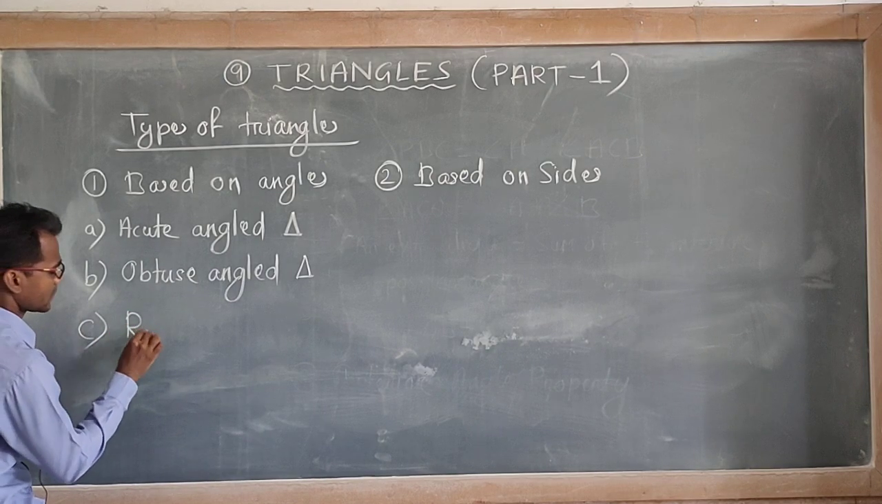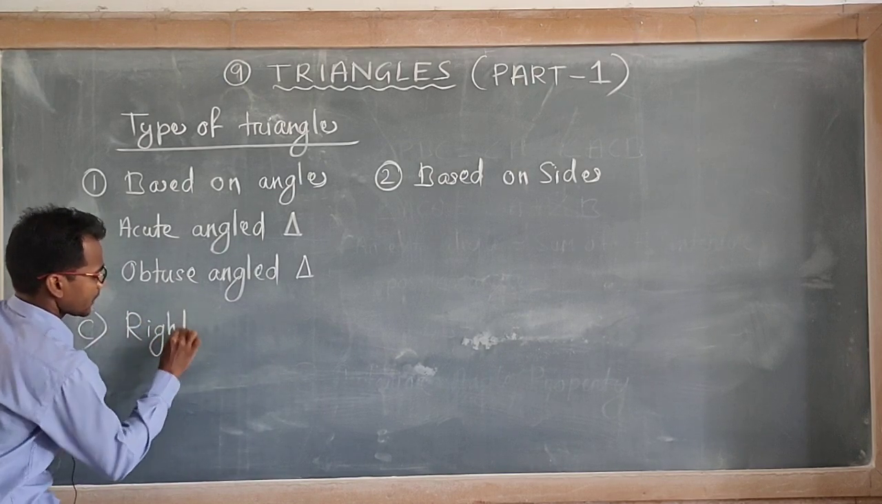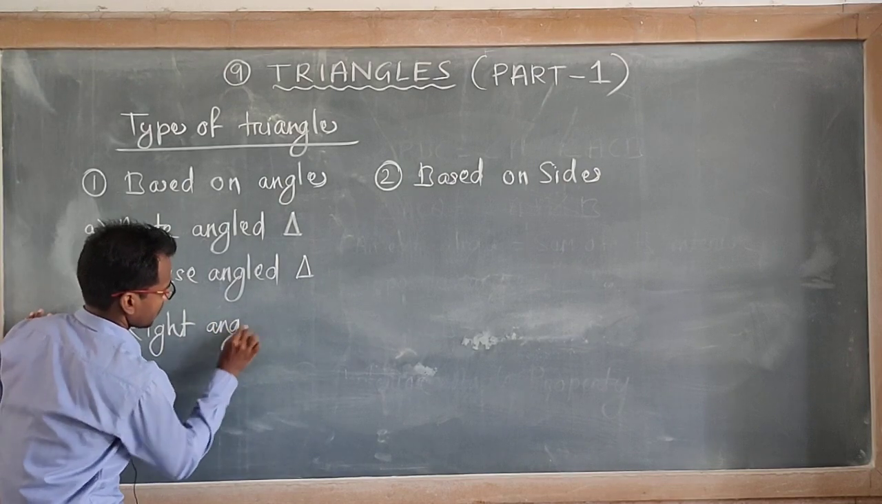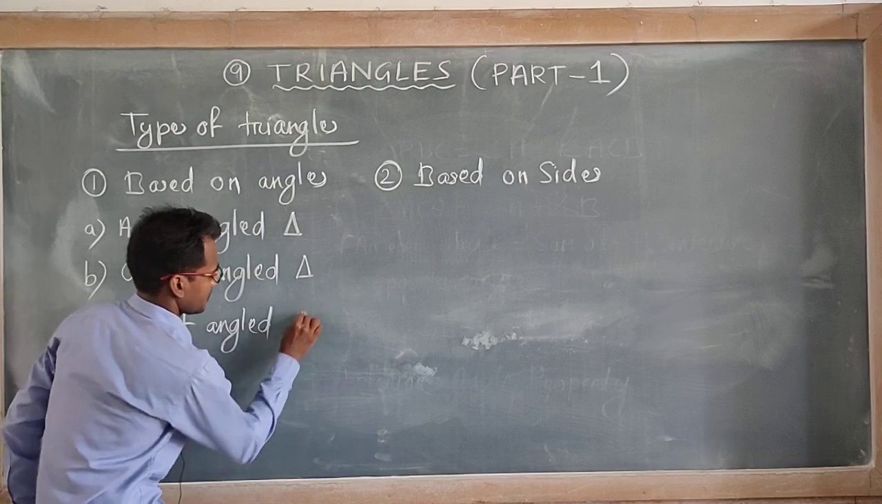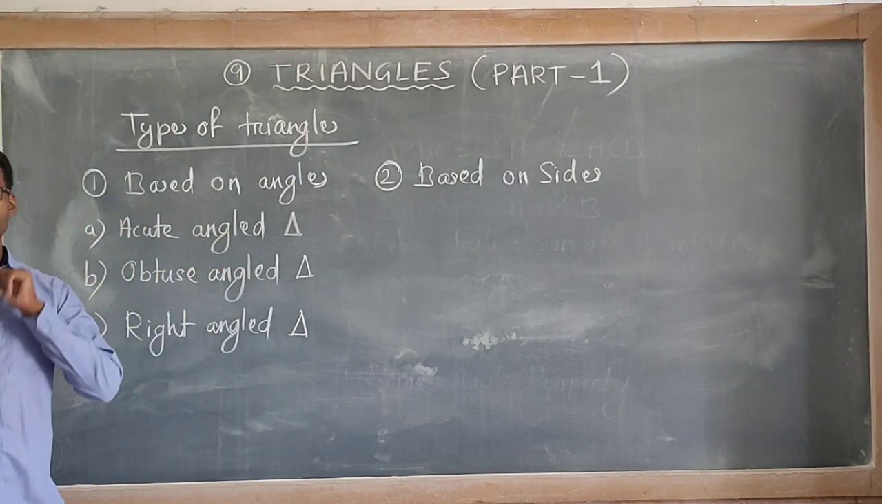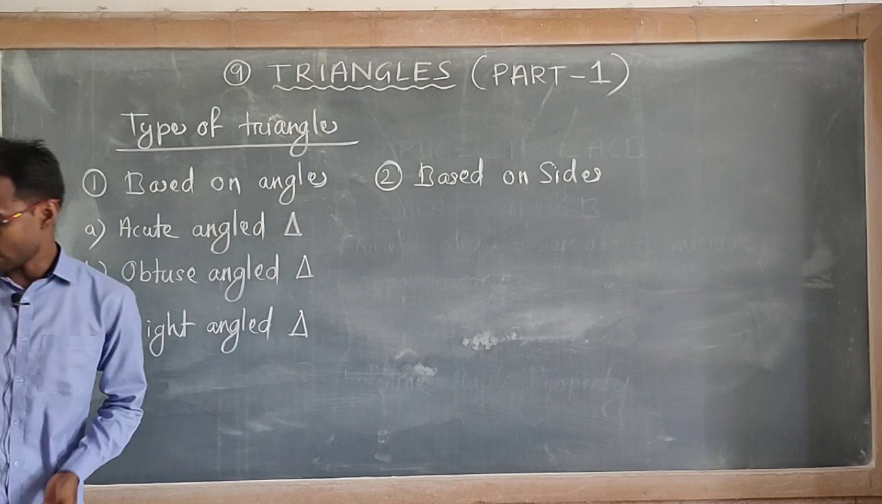Next, or the last one, is the special triangle, the right angle triangle, meaning one angle of the triangle will be 90 degree. I am drawing pictures for this.